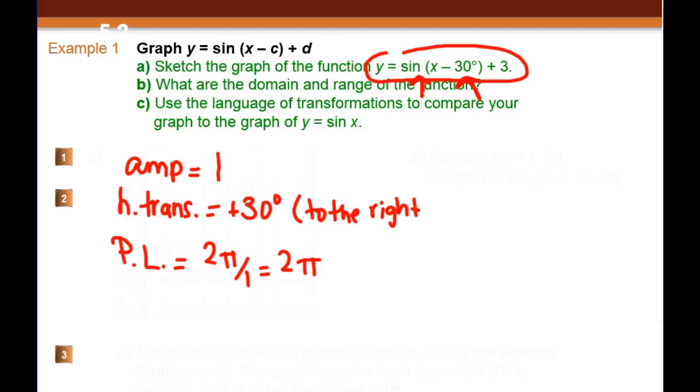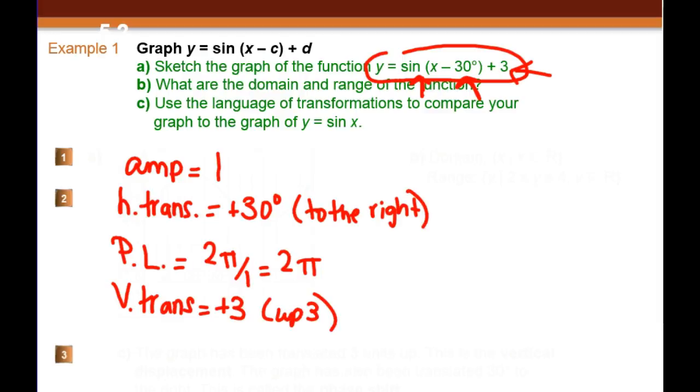And then what about this guy here? Yeah, so he's a vertical translation, a positive 3. So you're going up 3. Okay, so now we have it all spelt out what to do.